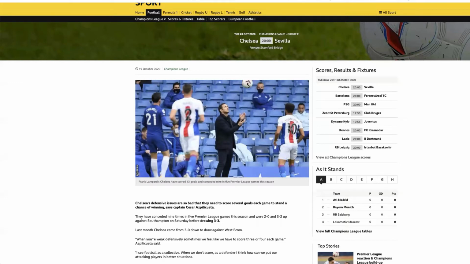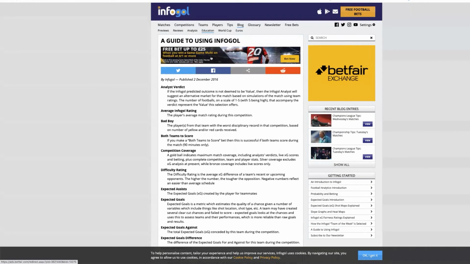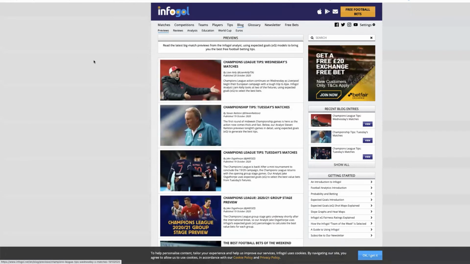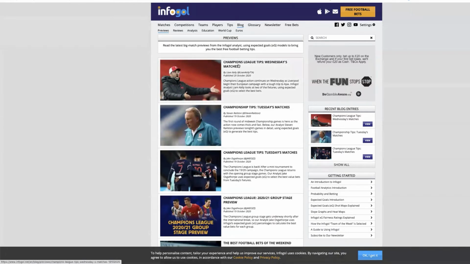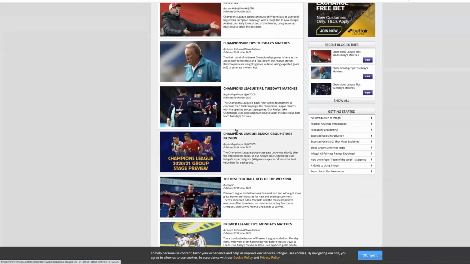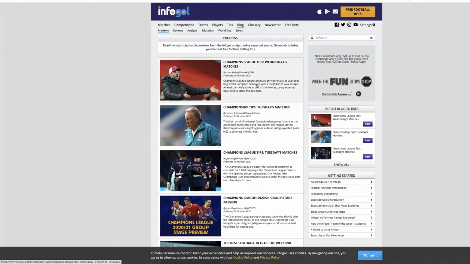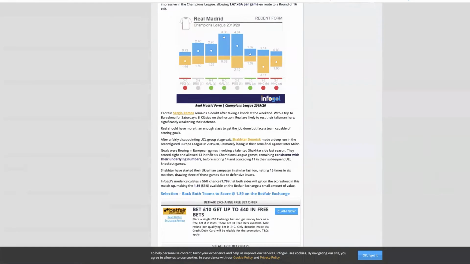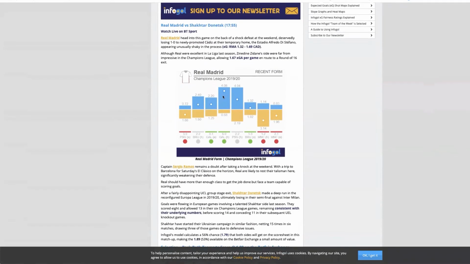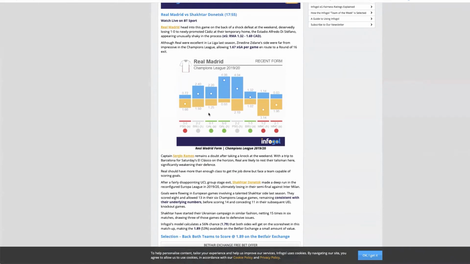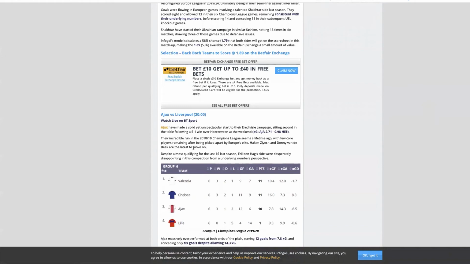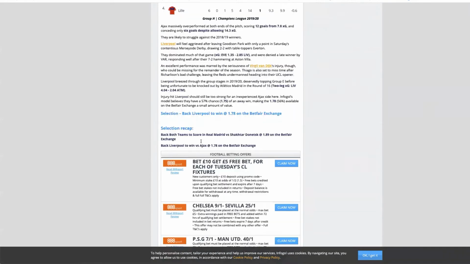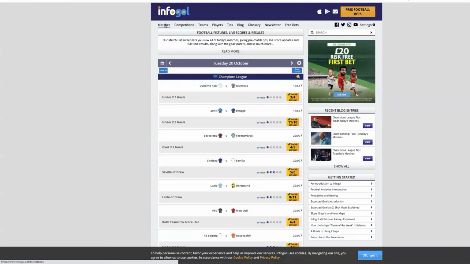So Peter's saying they give you value compared to Betfair, do they? So we'll go and have a look back at this home side. They've got some previews here as well. They've got Wednesday's matches there, championship tips for Tuesday's matches. They've got the Champions League preview there. So I wonder where's the Tuesday Champions League tips. They've got Wednesday's there, Real Madrid. I mean, it looks a good site, mate. I think there's Ajax and Liverpool, but we'll see if we can find today's tips.